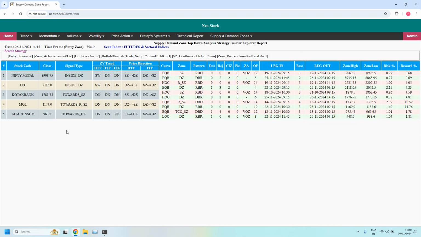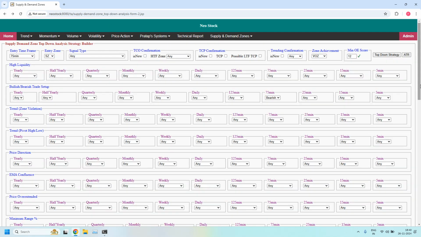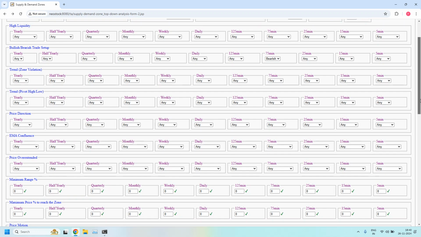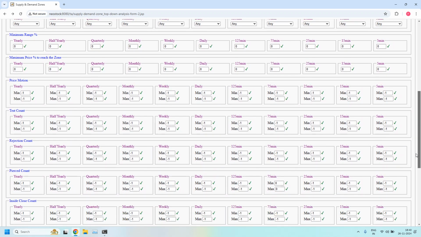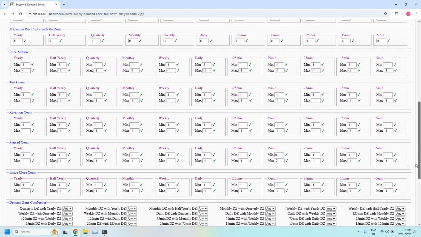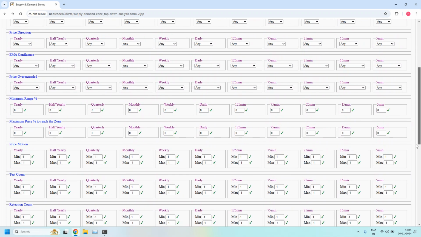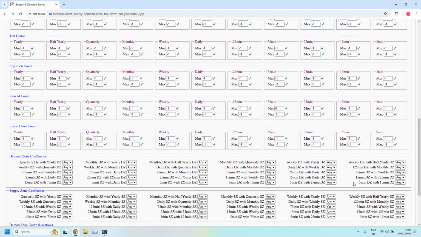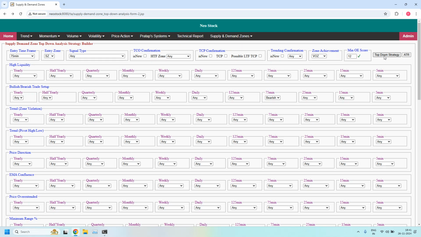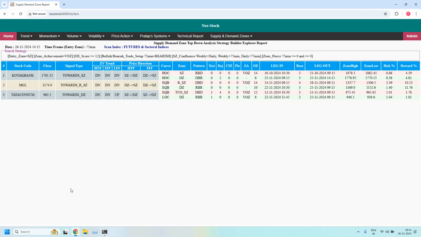Earlier how many we got? 5 stocks we got. Let's look for LTF, ITF, HTF supply zone confluence. 3 filters we have to add. 1 filter is already enabled. Next, 75 minute supply zone with weekly supply zone confluence, daily supply zone with weekly supply zone confluence. With all the 3 filters we got 3 stocks.